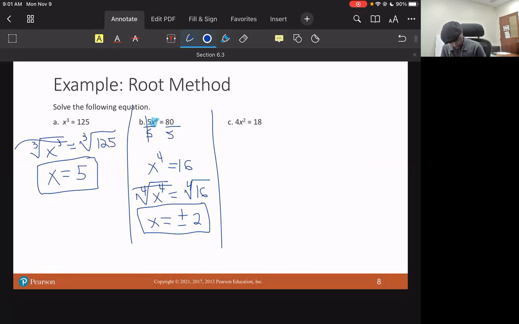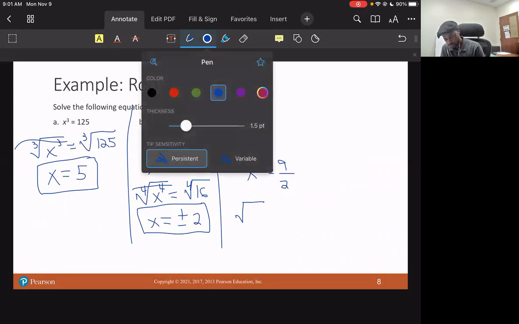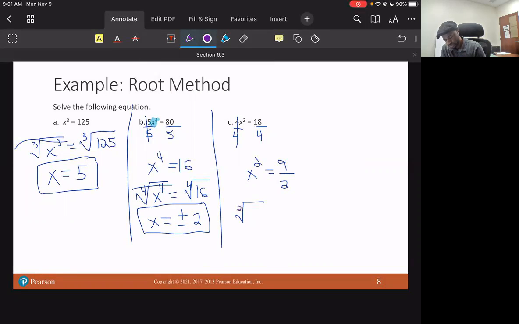All right, see, similar example. We divide by 4. We end up with x squared equals 18 over 4, which we're going to simplify to 9 over 2. All right, we're going to take the square root. Now, I'm not going to use an index, but if you really needed to, you could put a 2 in there. It's not going to hurt. But the index of a square root is understood to be 2. And then we've got 9 halves.